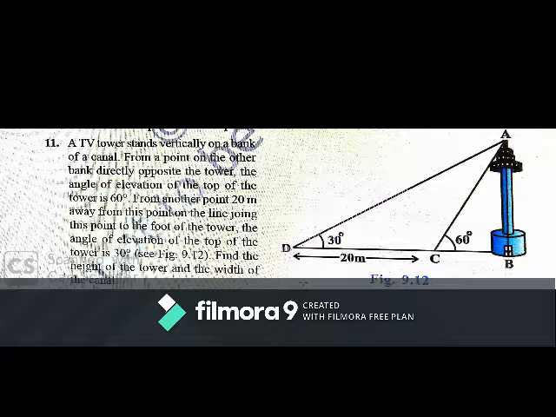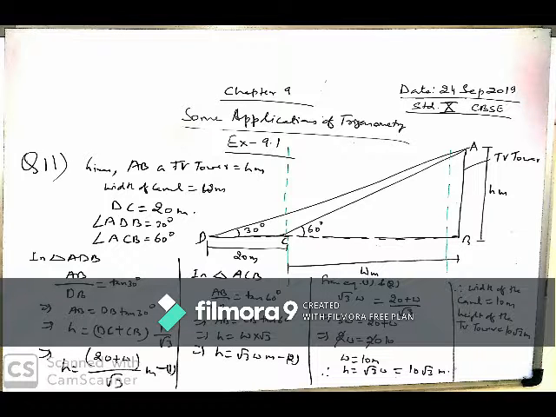Again, we have two triangles: ADB and ACB. Again, we will be utilizing the same trigonometric ratios, and we will find the width of the canal, that is DB, and the height of the tower, that is AB. So let us proceed to solve it.